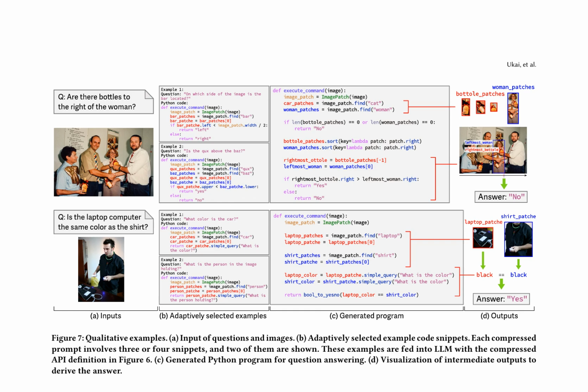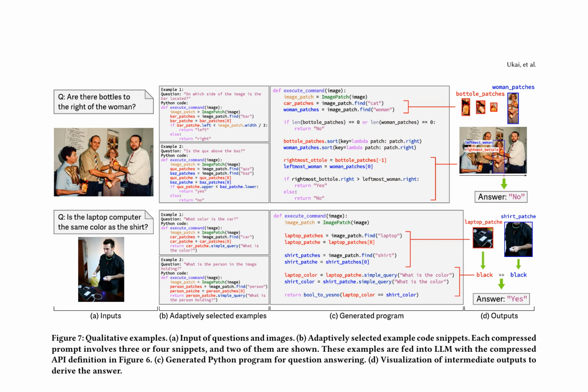The AdaCoder framework is demonstrated through qualitative examples of generated programs, showcasing its generalizability across various multimodal tasks. Figure 7 illustrates the adaptive prompt compression process, where input questions and images are paired with adaptively selected example code snippets, generating Python programs and intermediate outputs for question answering. Each compressed prompt consists of 3 or 4 snippets, with 2 shown.